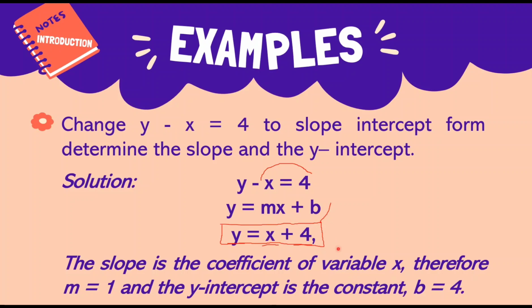Okay, now, as you can see, same answer lang din ang nakuha natin doon sa una nating process at dito sa ating second process. So at least we applied the properties of equality. We also applied the easiest way in order to rewrite the given equation into the slope-intercept form.